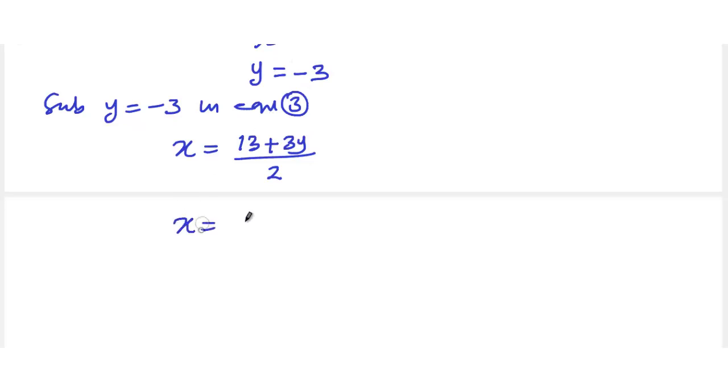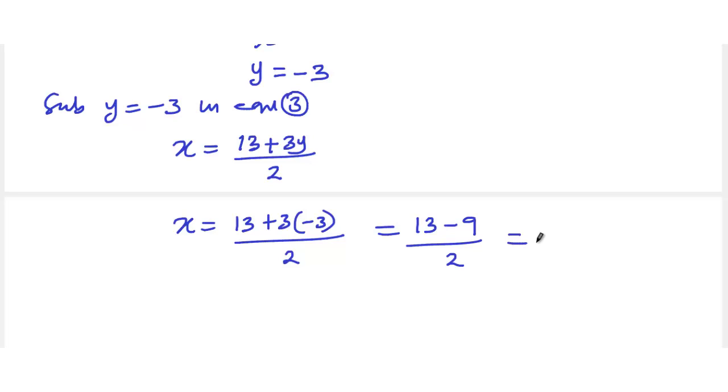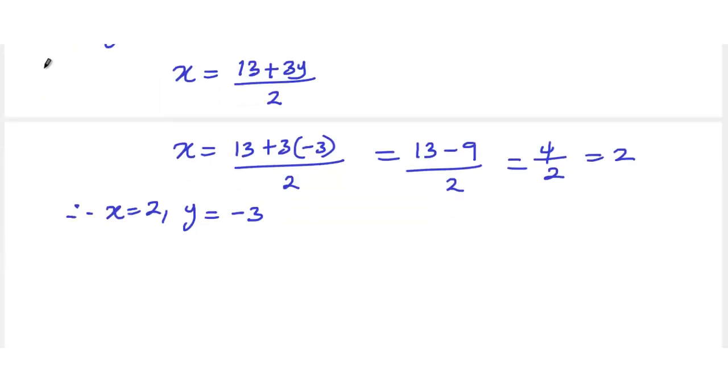So all we just do is substitute y inside this. We have x is equal to 13 plus 3 into bracket minus 3, over 2. So this will give us 13 plus 3 times minus 3, that is minus 9, over 2. So what is 13 minus 9? 13 minus 9 will give us 4 over 2, which is equal to 2. So therefore, x is equal to 2 and y is equal to minus 3. So obviously the coordinate of the solution, that is x comma y, will now be equal to 2 comma minus 3.